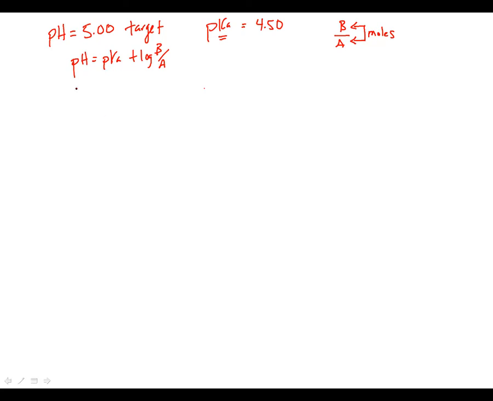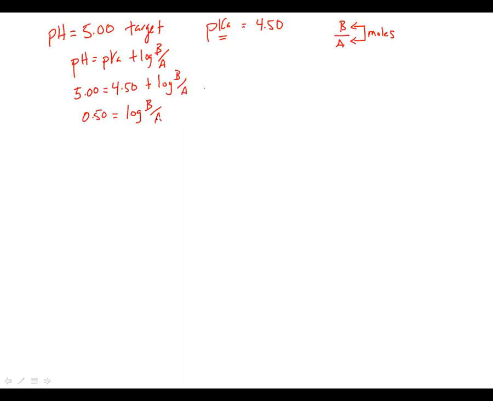You could put these numbers into your Henderson-Hasselbalch equation, and basically you would get 5 is equal to 4.5 plus the log of the base over the acid. And if we subtract the 4.5 to the other side, we get 0.5 equals the log of the base over the acid. To get rid of this, we're going to take the 10 to both sides, right? So the inverse log of both sides.